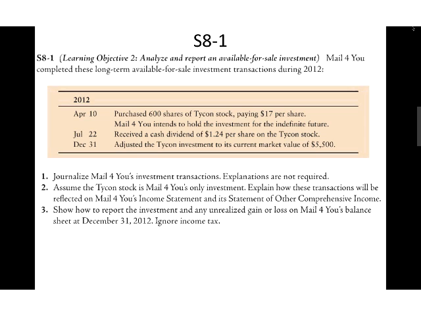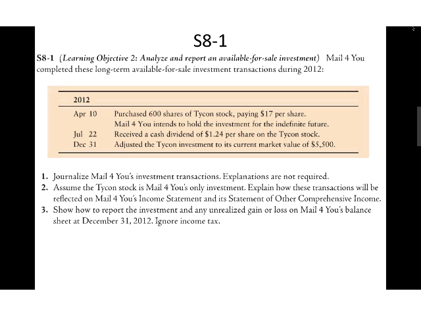Okay, this is an excellent example of some of those basic journal entries. We have a company that just did these investment transactions, and we are told to write the journal entries, and then we have some other requirements. The first one says April 10th, 2012, we purchased 600 shares of Tycon stock paying $17 a share. For that first transaction on April 10th, we're going to write a journal entry.